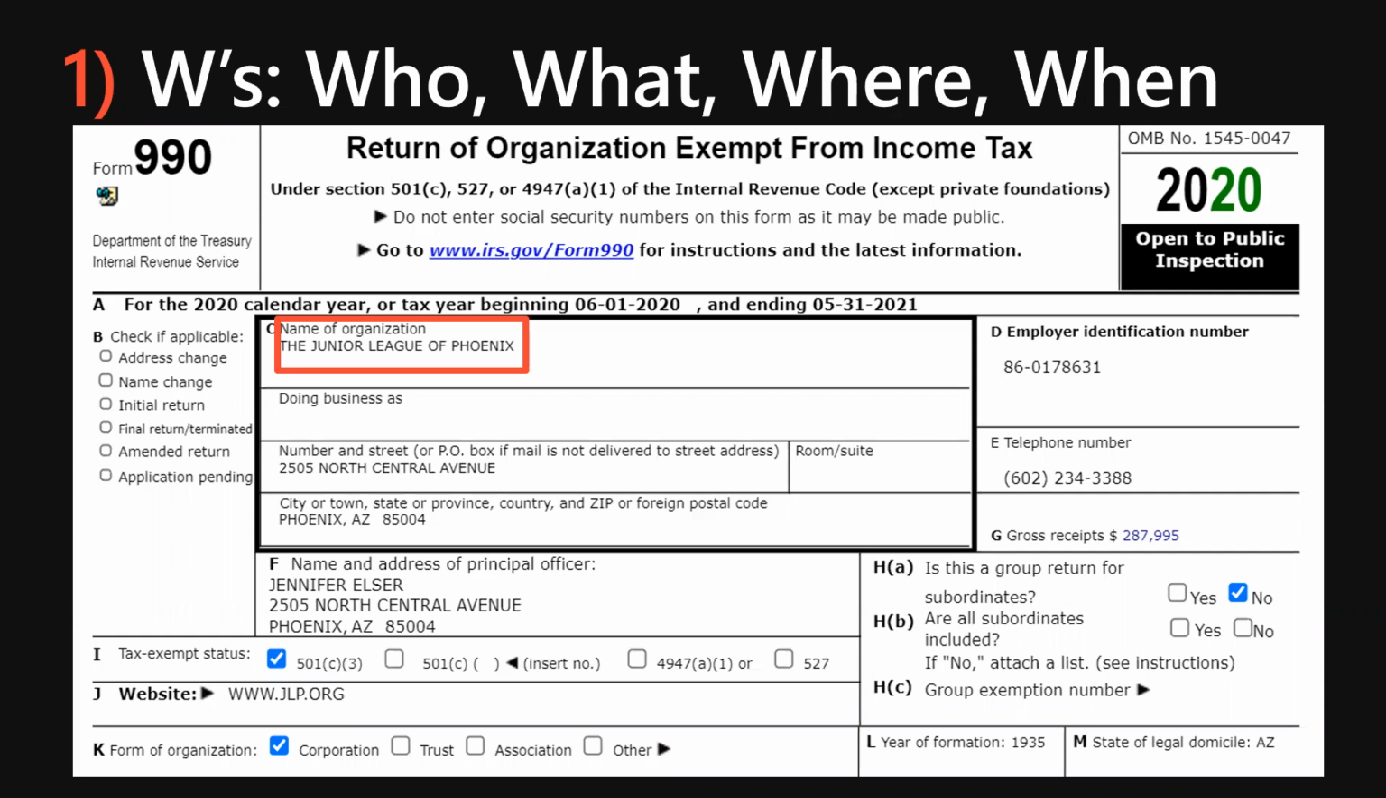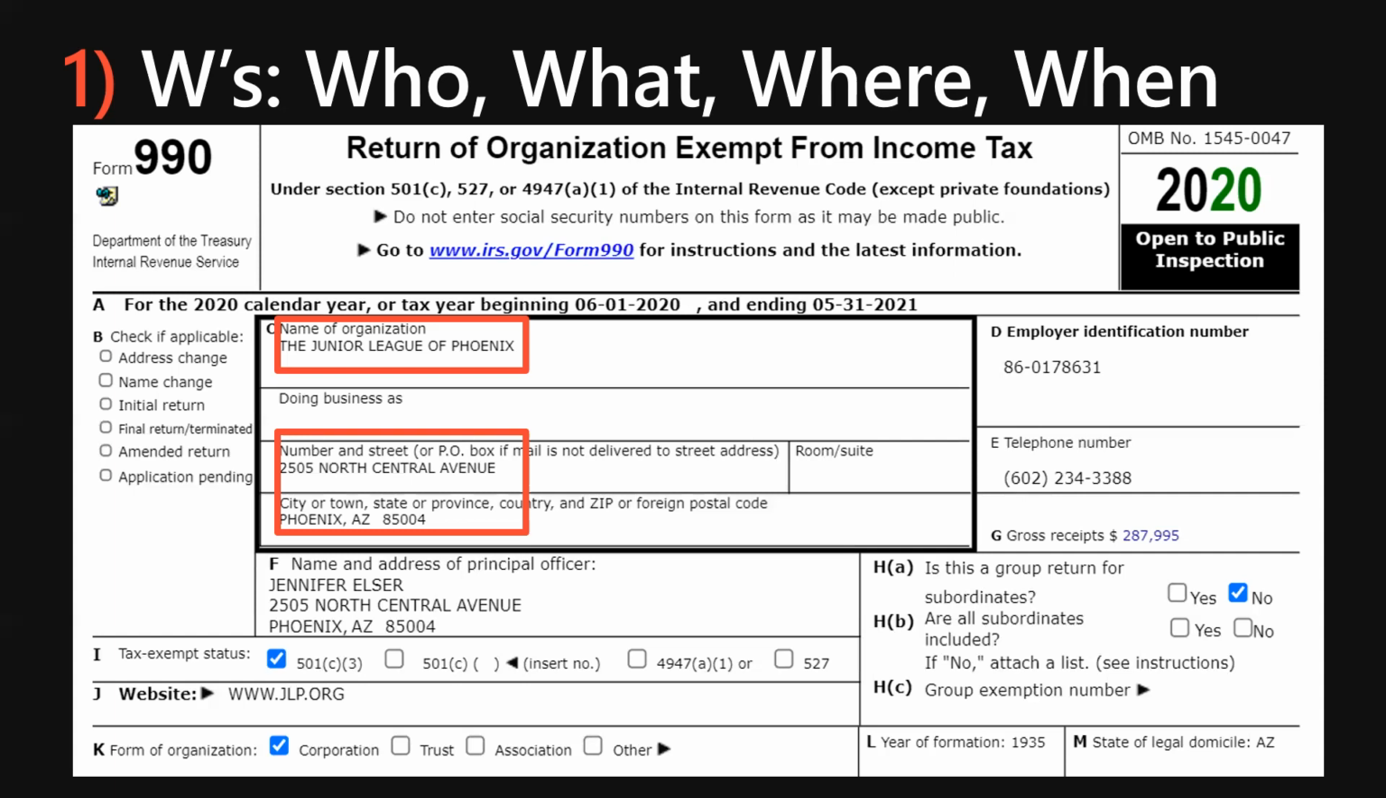So when you first find the 990 using either GuideStar or Open 990, you've got to figure out, am I actually looking at the right organization? You do that at the top by verifying the name of the organization in line C. Sometimes there's a DBA name. So it's not a red flag that you wouldn't have Inc. here if Junior League of Phoenix is the actual name.